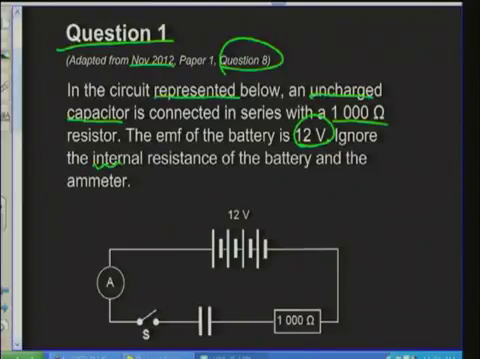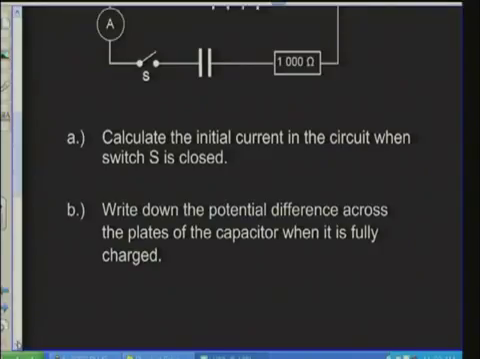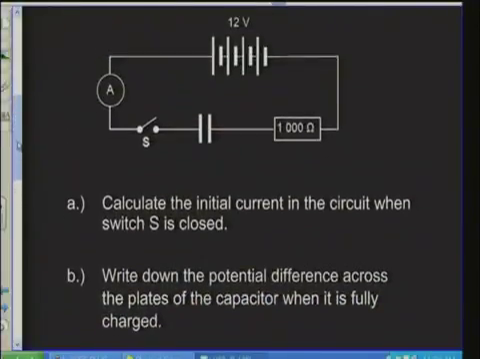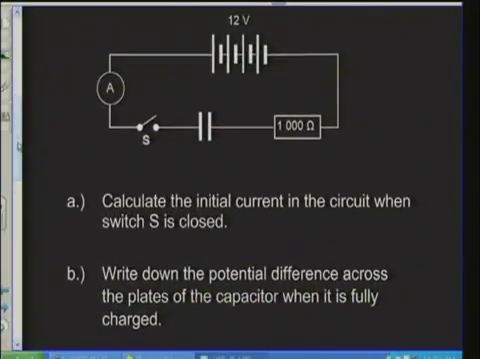Ignore internal resistance. Now this is a keyword. You need to ignore the internal resistance of the battery and that of the ammeter. And that is your circuit there. Calculate the initial current in the circuit when switch S is closed. So when this switch is closed, what will be the current in there?